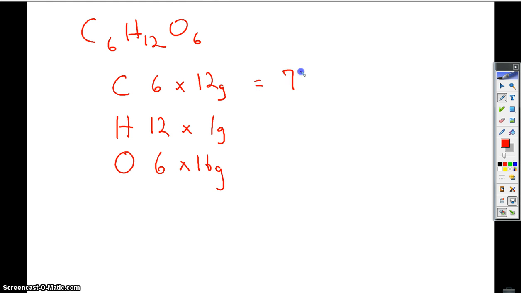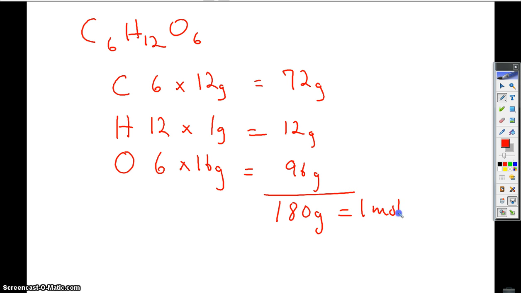So as we multiply through, we get 72 grams, 12 grams, and 96 grams. And if I did my math right, this should total up to be 180 grams, which is 1 mole, and that gives us the molar mass of glucose. So 1 mole of glucose would weigh 180 grams.